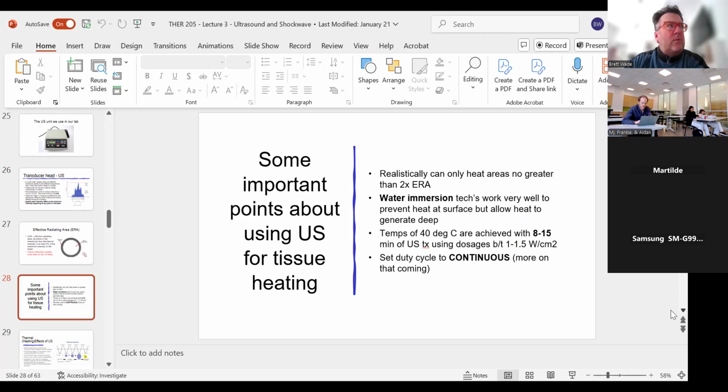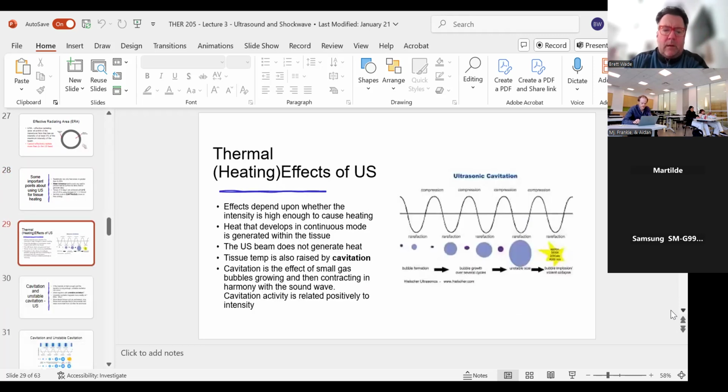Water immersion techniques, I don't think I have anything on that. Thermal, yes, I do have something on cavitation. So know that it is cavitation that raises the tissue temperature, and that's the contraction and expansion of gas bubbles, essentially.